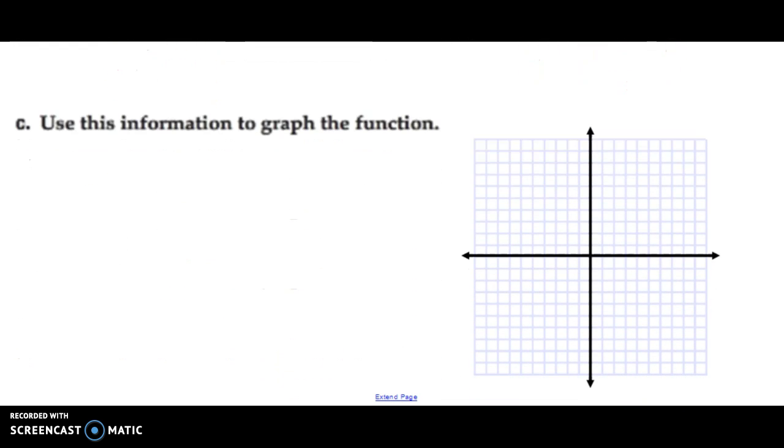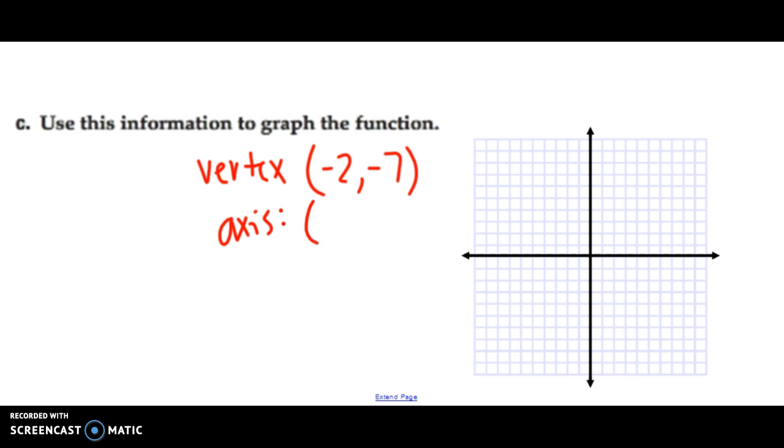Okay? So now it says use this information to graph the function. So remember, the important information was the vertex. We found that to be negative 2, negative 7. Our axis of symmetry was at x equals negative 2, right? Our x-coordinate was negative 2. We also found that our y-intercept was going to be negative 3, right? So 0, negative 3, which is actually in our table as well.